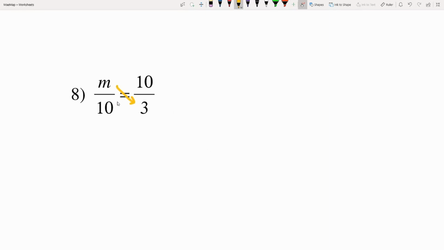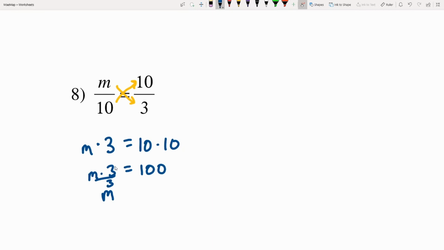Remember, m times 3 is going to equal that other cross of 10 times 10. So m times 3 equals 10 times 10. Well, that means that m times 3 is going to equal 100. And what times 3 equals 100? That might be a little hard to guess, but we can just take this m and divide everything by 3, and we have to do that on both sides. So we'll get that m is going to be equal to 100 divided by 3.